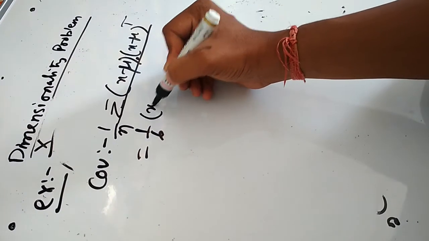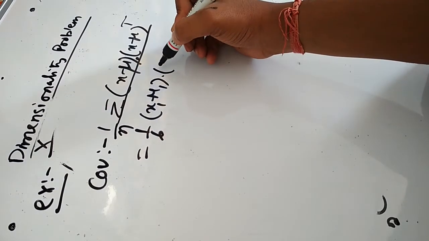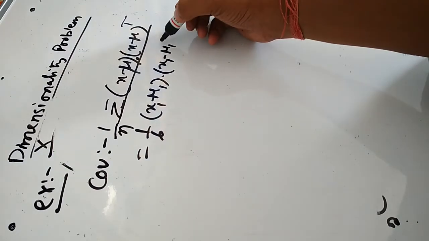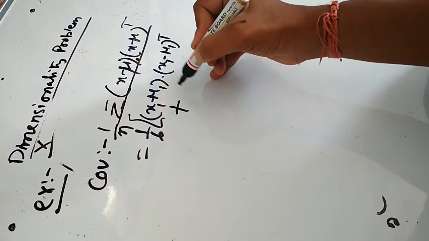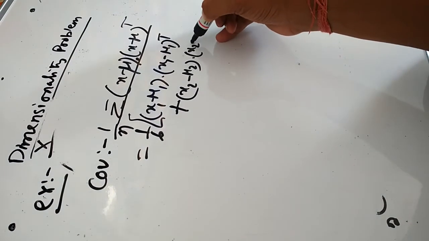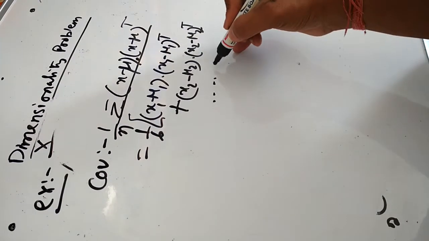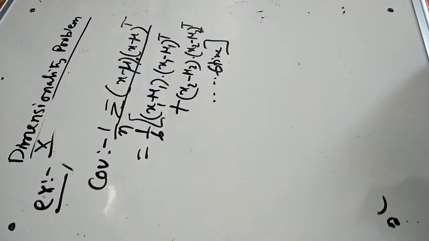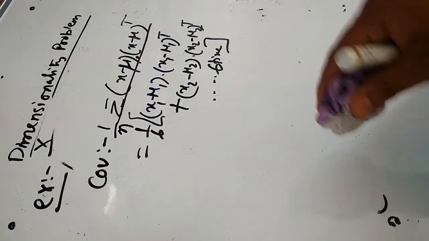Like x1 minus mu 1 into x1 minus mu 1 whole transpose. This you find, then add it with x2 minus mu 2 into x2 minus mu 2 whole transpose. Like that you have to do 6 times, then 1 by 6. By this you can find the covariance matrix.